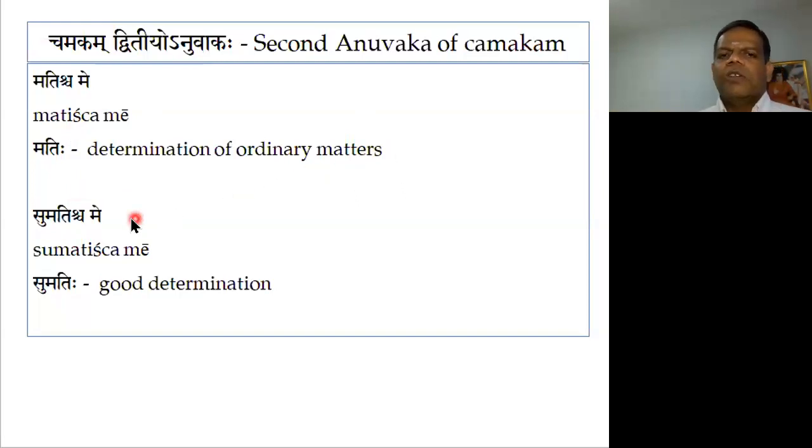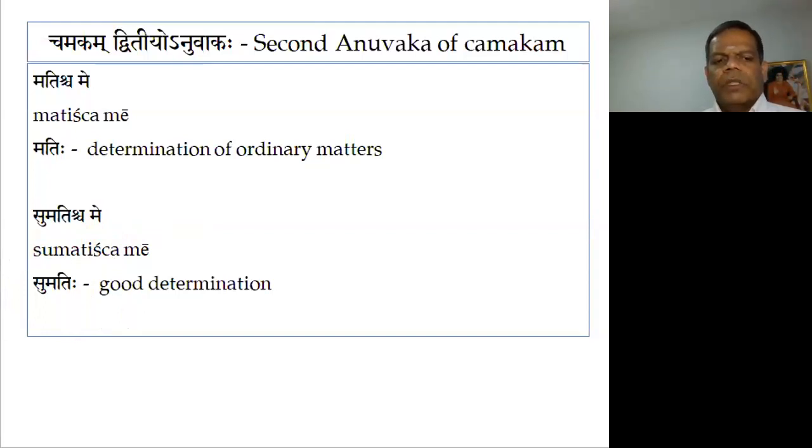The last mantra of the second anuvaka is Sumatis chame. It should also be very simple. The word itself is Sumatihi. Visarga has become ish. Sumatihi means good determination. Matihi with the added prefix su means good determination. We are asking, let our good determinations also be beneficial. Sumatischame kalpata.